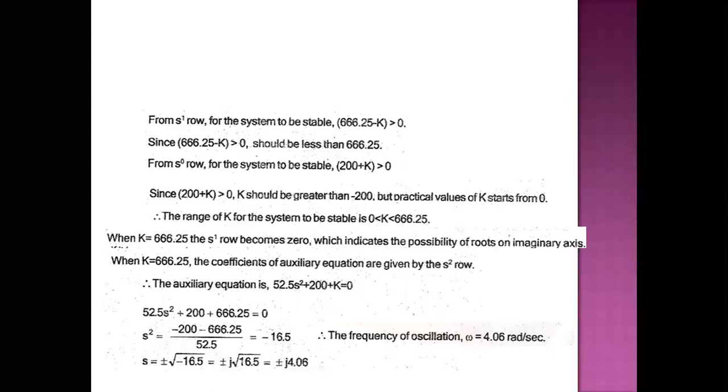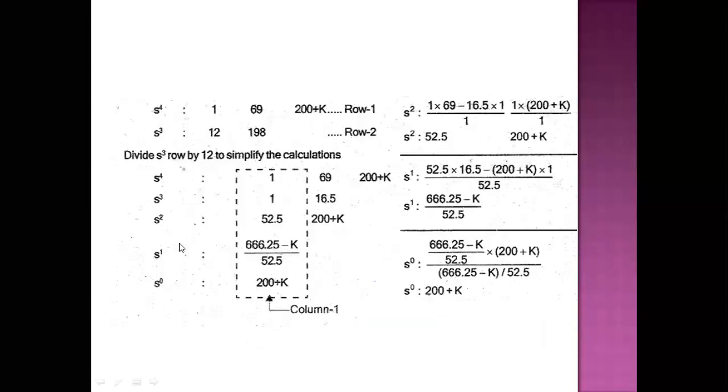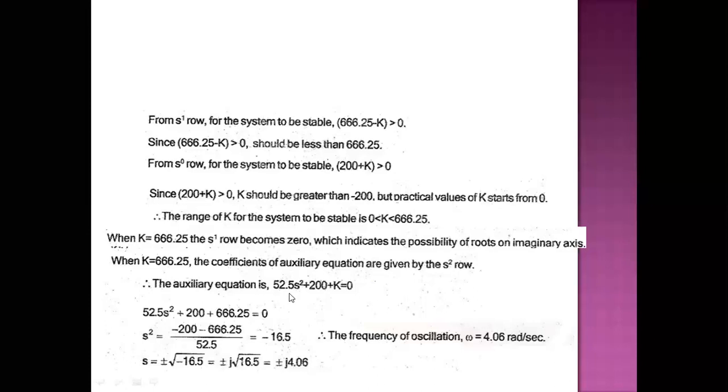So there is one condition that exists. Okay, suppose when the k value is exactly equal to 666.25, then in that row all the elements will be 0. So what we can do is substitute the k in this row element. You formulate the auxiliary equation from its previous row. Okay, so the auxiliary equation becomes 52.5 s square plus 200 plus k equal to 0, where k is 666.25. So what you get is s square equal to minus 16.5. So s will be plus or minus j 4.06.